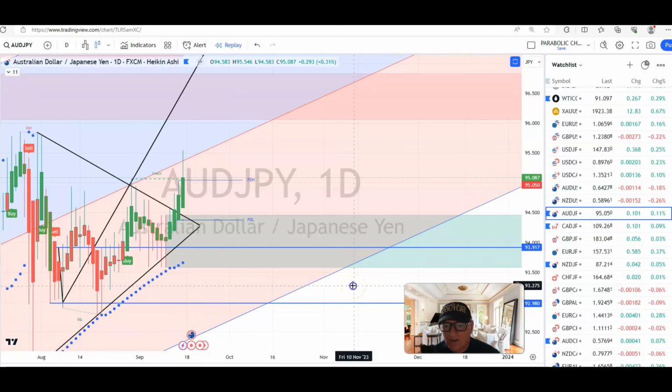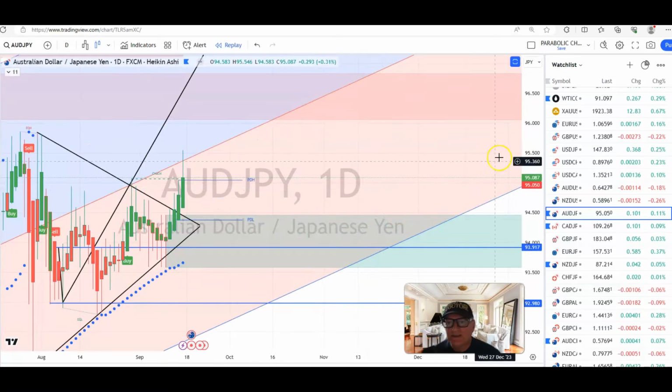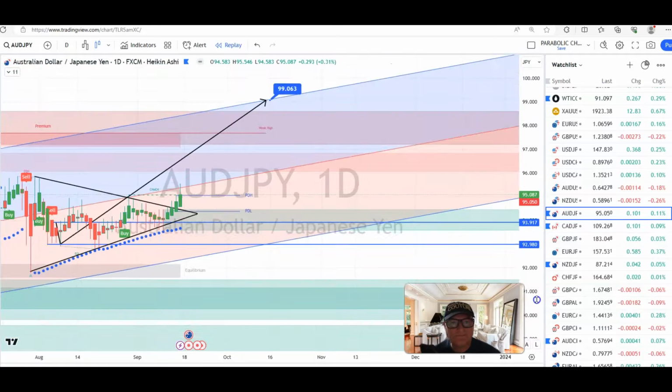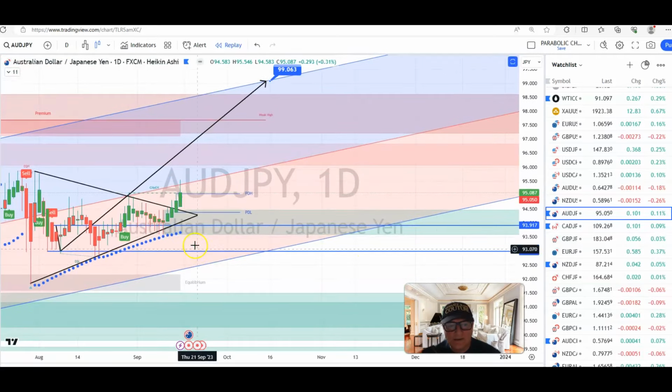It is parabolic. Yes, it is. All the buys are in. Fantastic news. So this is going much, much higher. Now I've got a prediction here of 99. It's going up to 99. All right. So that is another 400 pips in the next week or two.